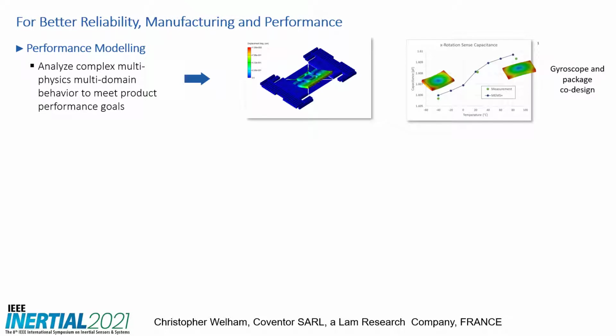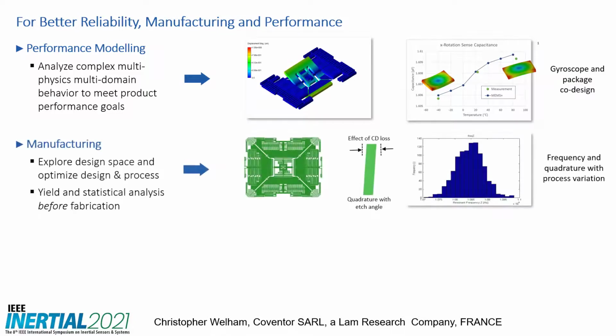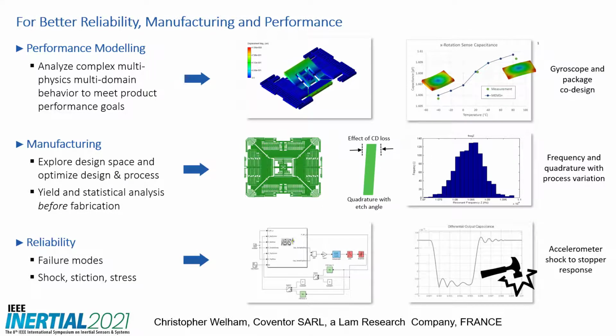We have some detailed examples. Here you see gyro performance with package deformation. We also show a manufacturing analysis where quadrature and frequencies are predicted with process etch variation. Finally, there is an accelerometer and control circuit response under shock load, including contact forces.